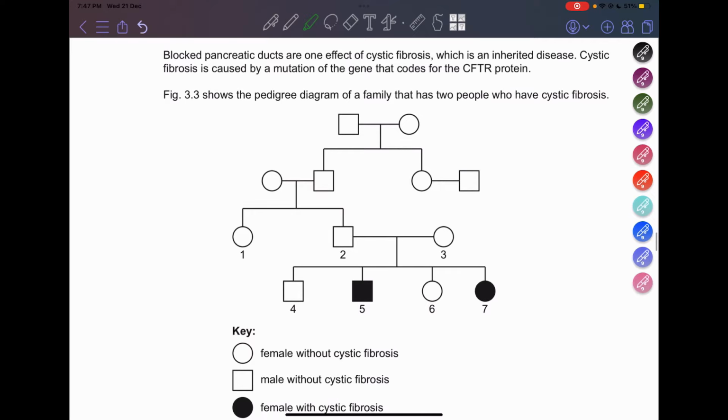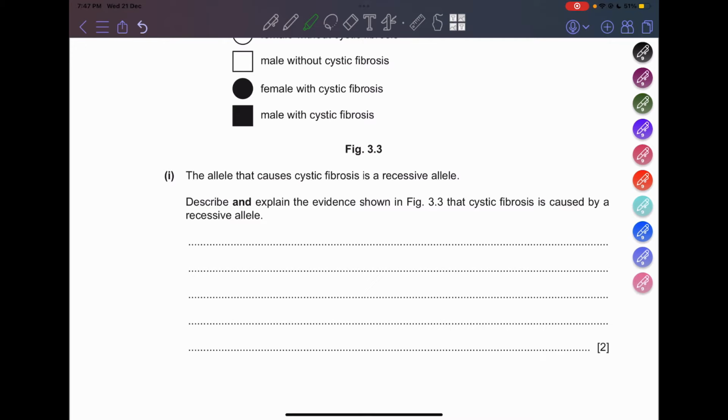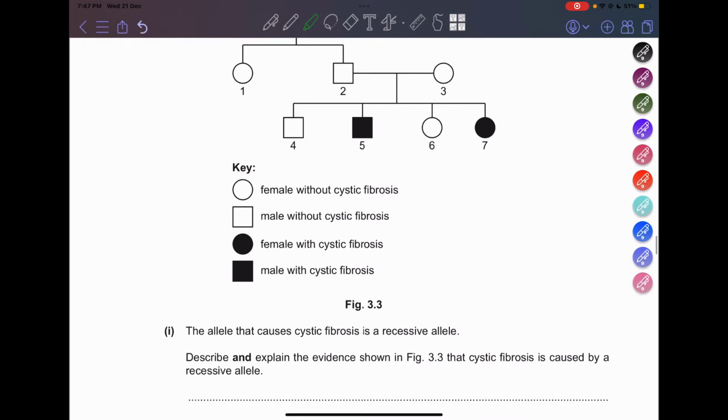So I'm just going to skip this down if you want to read it. The question is asking: the allele that causes cystic fibrosis is a recessive allele. Describe and explain the evidence shown in figure 3.3 that cystic fibrosis is caused by a recessive allele. Over here, we can see that if it's a circular black icon, then it's a female with cystic fibrosis. If it's a square, then it's a male.